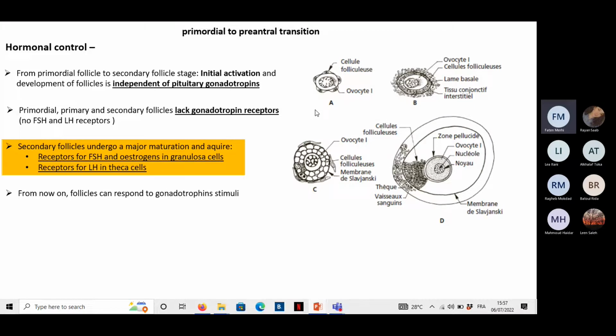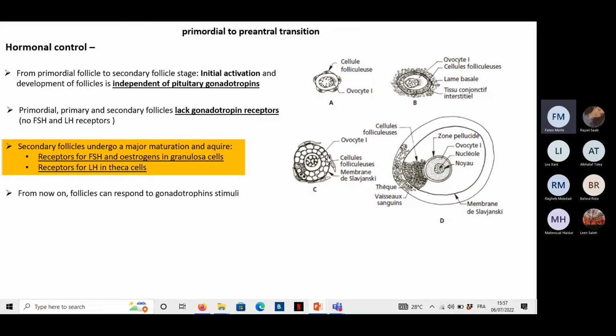Even if we have LH and FSH that are produced, those follicles, the primordial, primary, and secondary follicles, don't have receptors for those pituitary gonadotropins. They don't have receptors for the FSH and LH. So they are not able to respond to their action. And thus their development is completely independent from the action of LH and FSH.